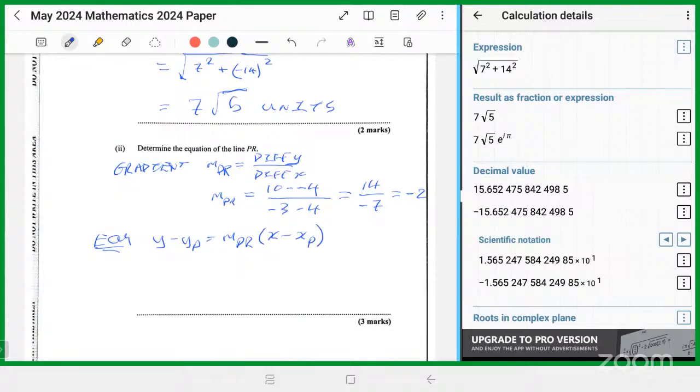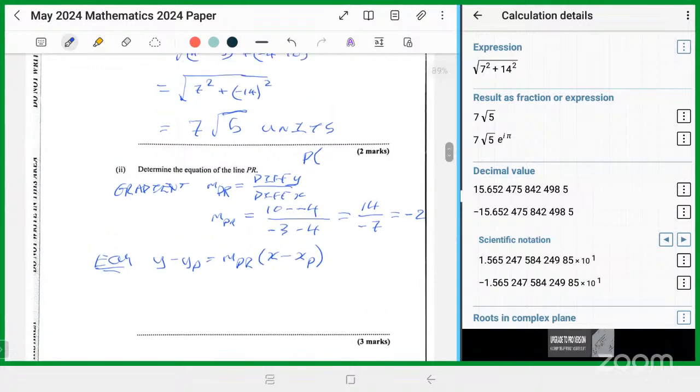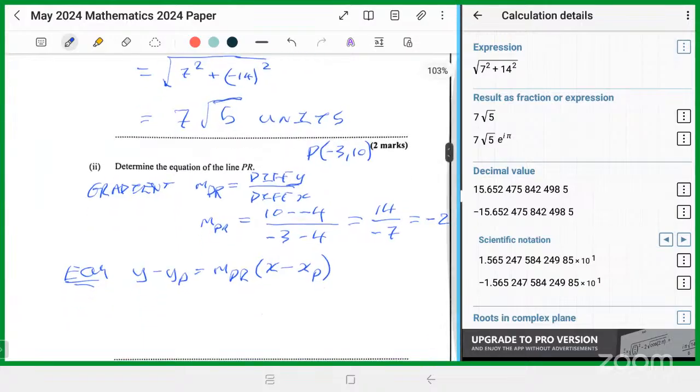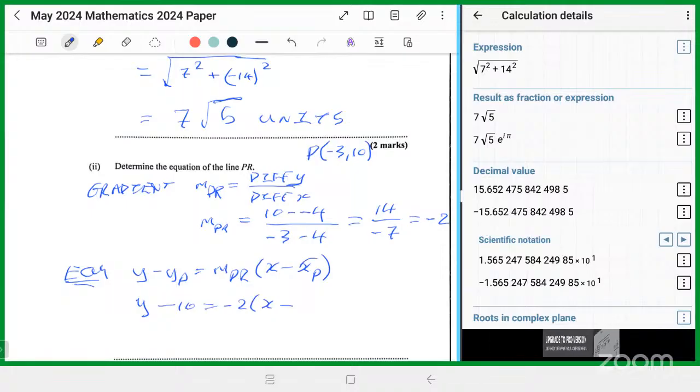Let me write down what P is. P is a point. What is it again? Negative 3, 10. So it becomes y minus the y value at the point, which is 10 right here, equals the gradient we just worked out, negative 2, into x minus the x value at the point, which is negative 3. This minus minus becomes a plus. Let's put that plus on there in red.